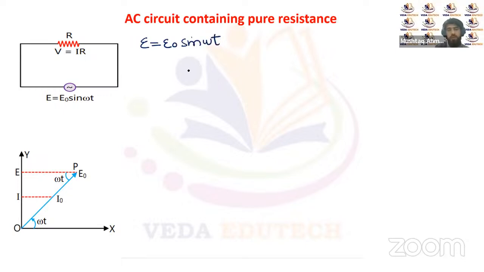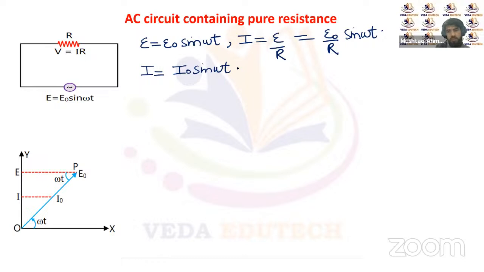If we calculate the current, it's the EMF upon the resistance, E upon R, which is equal to E naught upon R sine of omega t. So I will be equal to I naught sine of omega t, and the value of I naught is the maximum value of the current through this pure resistive circuit, that's E naught upon R.